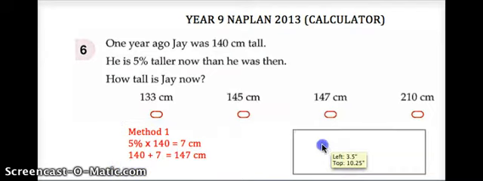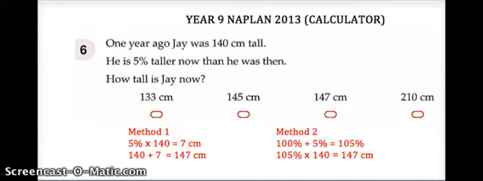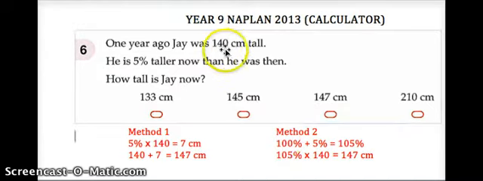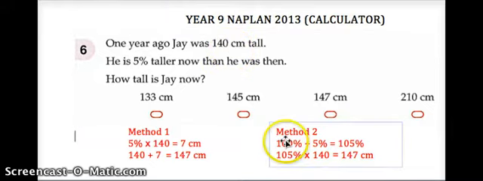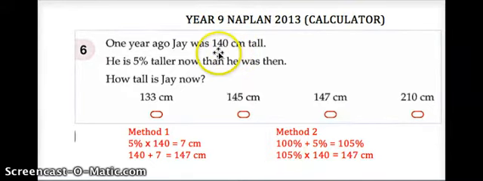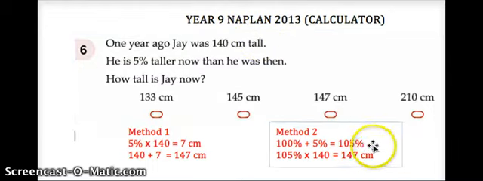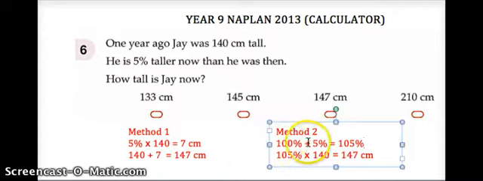That's the first method. Now the second method is this method that I'll show you here. If we consider his original height of 140 centimetres to be 100%, we are now making him 5% taller. So he is 100% plus 5%, which is 105% of his original height. Now we just do 105% times 140 and you'll get 147 centimetres.